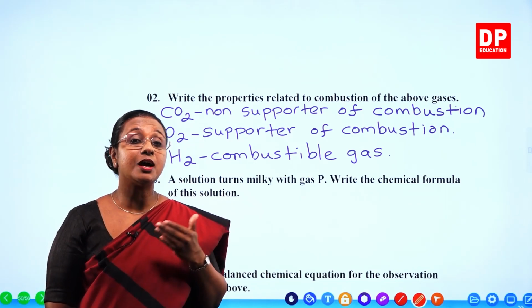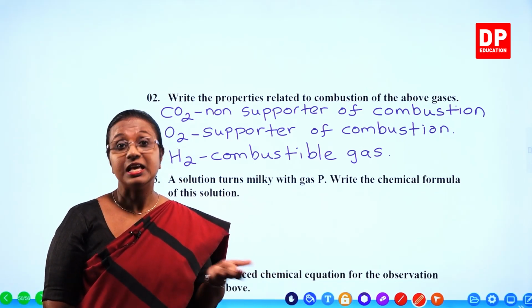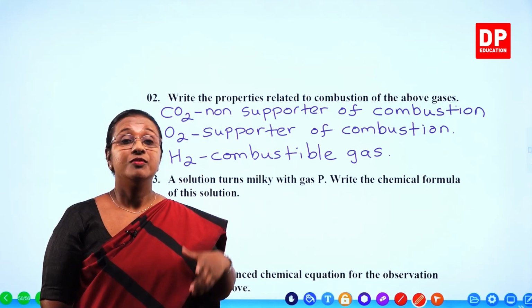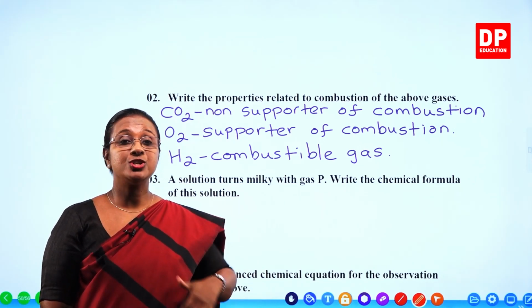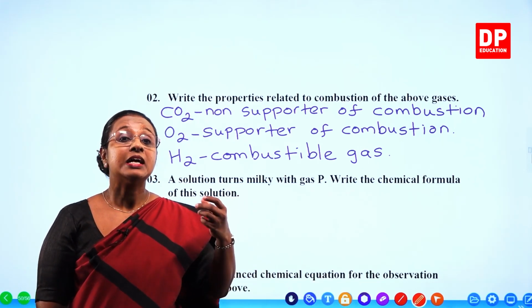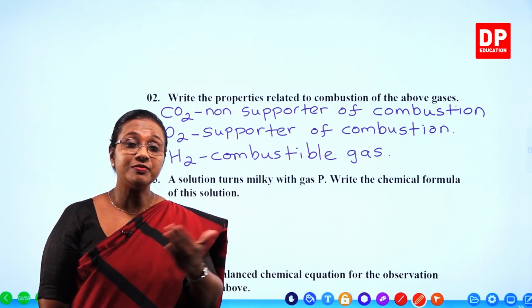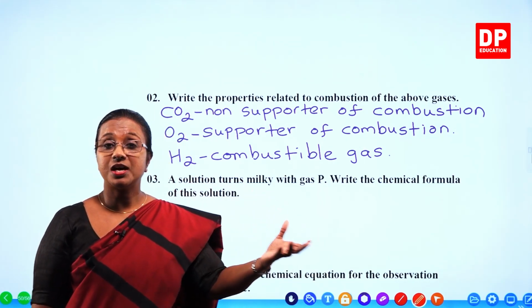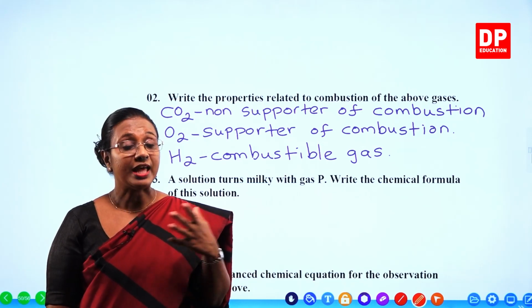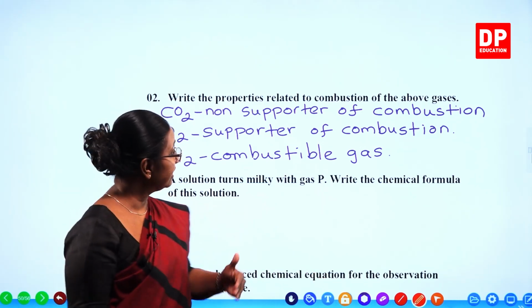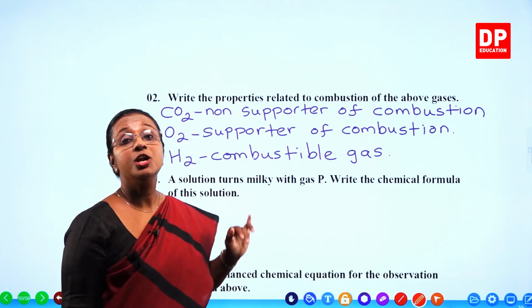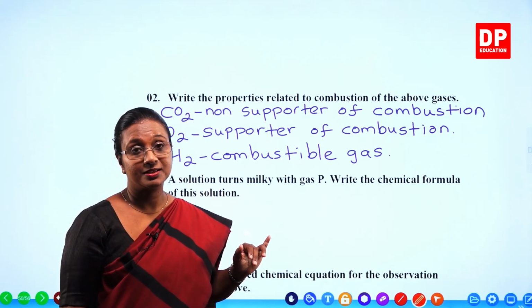And also because carbon dioxide can become a solid. I have explained that to you all before. When we have the CO2 fire extinguisher, when you spray it onto fire, carbon dioxide under high pressure comes out as a solid. So that puts off fire. And that is possible because it's a non-supporter of combustion.